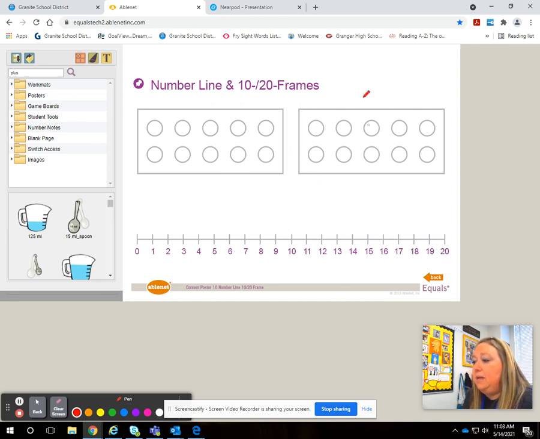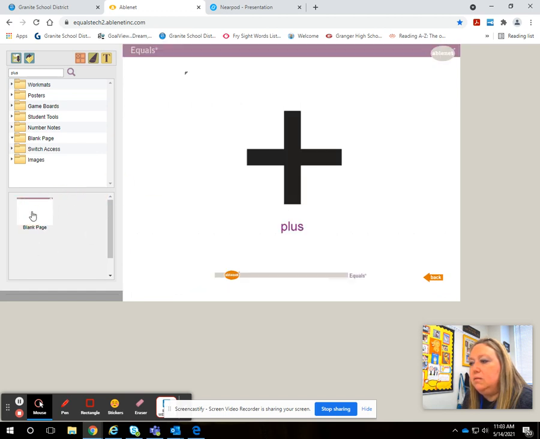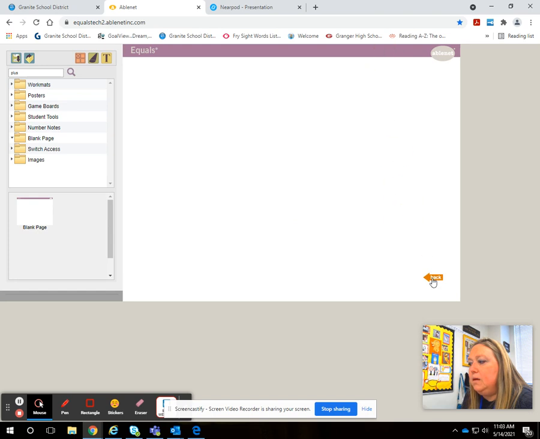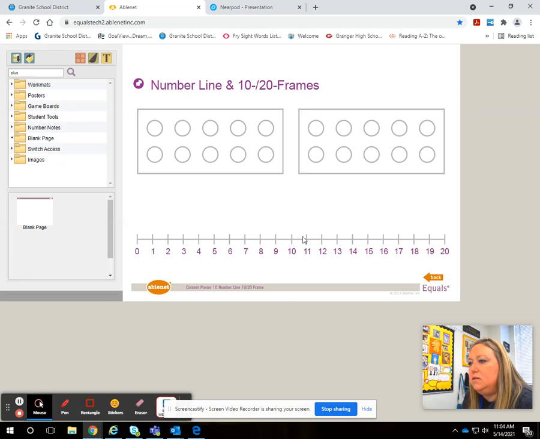I'm not sure where to put the problem. If I could get just maybe a blank page. Nope, that will not allow me to do it. Let's just do this, I guess. I'm just gonna go ahead and write the problem right up here.